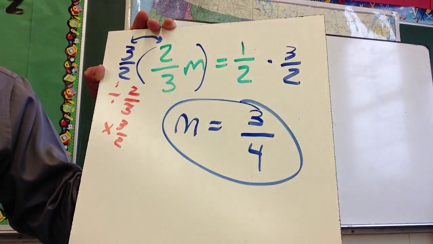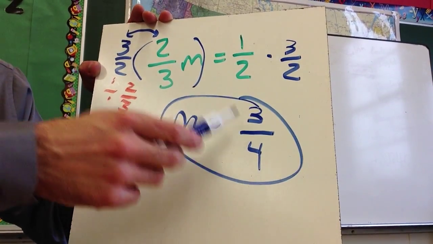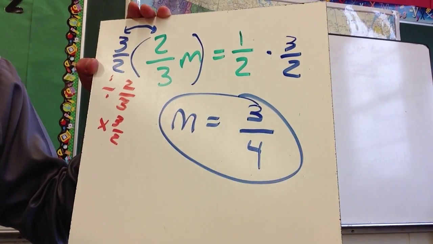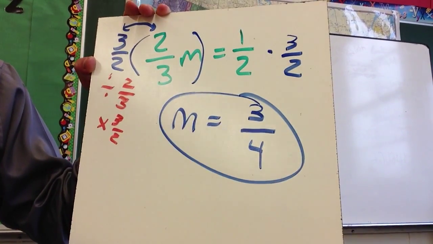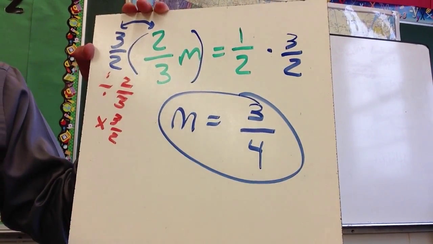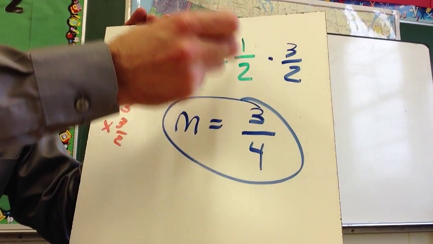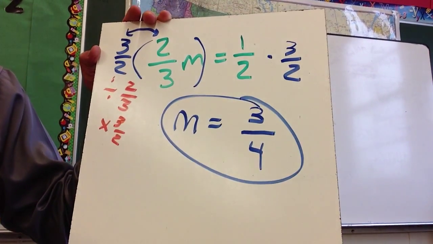So I've got 3/4. Now if I want to check this, I take 3/4 and put it back up here, and you end up getting 2/3 times 3/4, and 2/3 times 3/4 is 6/12, and 6/12 would reduce to 1/2. So I know that my answer is correct.